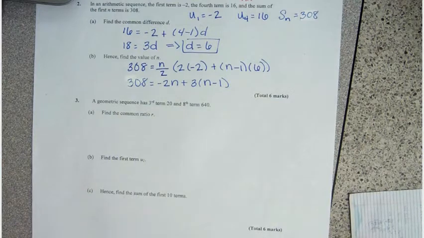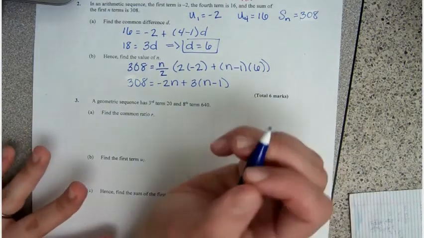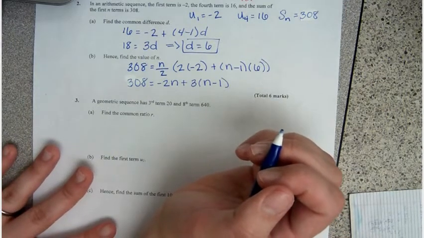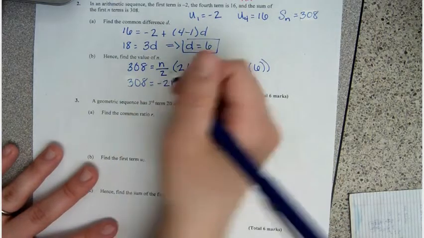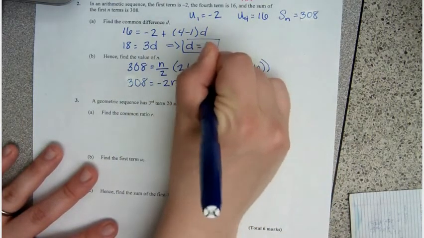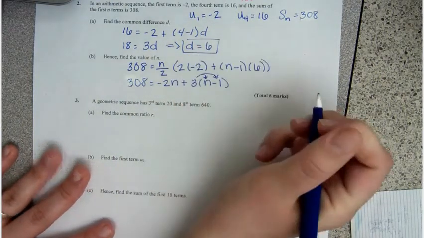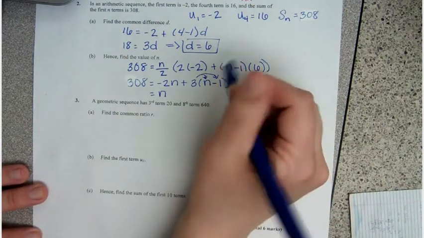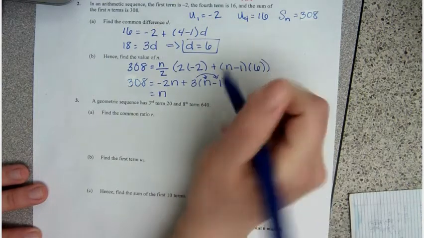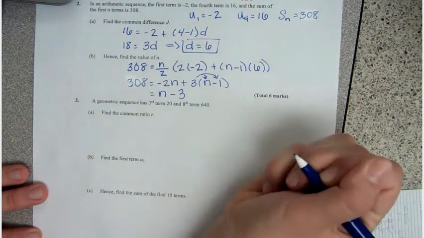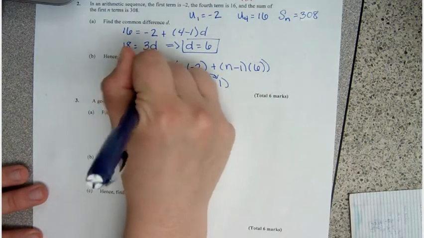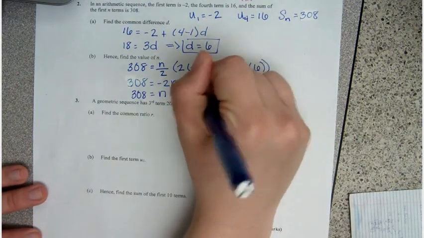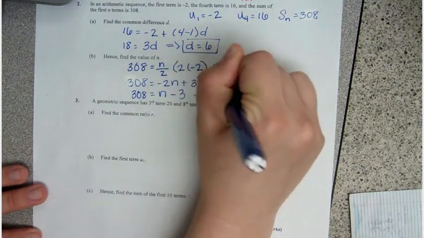Okay, so we would have this. What would we do? This 3 gets distributed to both the n and the -1. So we would just have n right here, and then this would end up being -3, so n minus 3, and that's still equal to 308. Then we would add 3 to both sides, giving us that n is equal to 311.